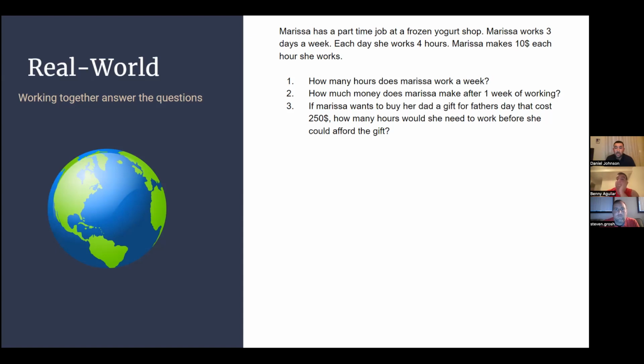And then obviously, if that was a little bit too easy, we got a little bit more of a difficult question for our more advanced learners. How much money does Marissa make after 1 week of working? I don't know if you kind of want to take the lead on that one, Benny. How much money does Marissa make after 1 week? $120, because since part 1 is 3 times 4 equals 12, and then you know she makes $10 per hour, that would be 10 times 12 equals 120. So 120 bucks. Yep. Excellent.